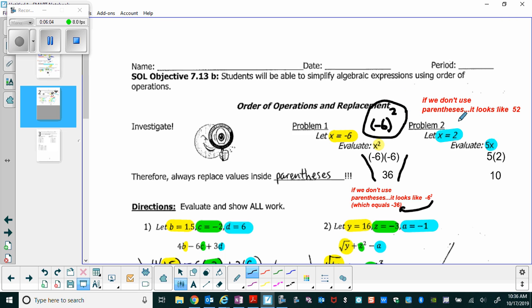Now for the next problem over here, let x equals 2, now we want to simplify or evaluate 5x. So once again, we need parentheses. When we plug in, the x is 2. So 5 times 2, we're going to now get a 10 for this answer. And notice if we don't use parentheses, it looks like the number 52 if we just put a 5, 2. So that's why it says here we always replace values inside parentheses. You must always replace the letter with a number inside parentheses.